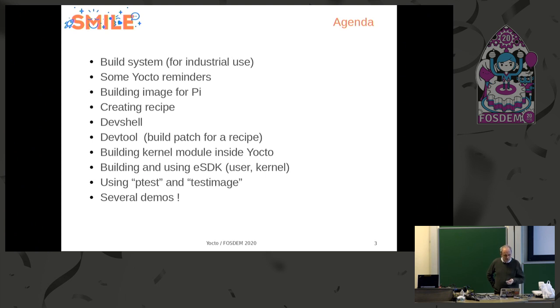We will create a recipe, not for creating a recipe, but in order to use some tools on the recipe, to modify the recipe, to update the recipe. We will try to build a kernel module with Yocto, inside Yocto or outside Yocto. And the last part, maybe the most interesting part, is about CI, for example, testing packages or testing the functionality on an image. You can write some scripts to test functionalities. And I will do lots of demos, because when you do demos, you don't speak a lot, so it's okay for everybody.